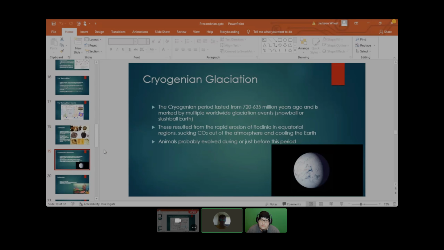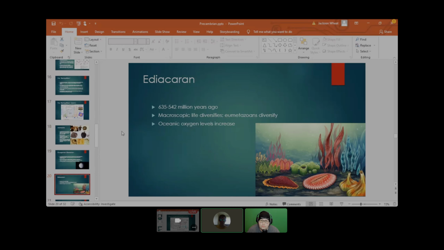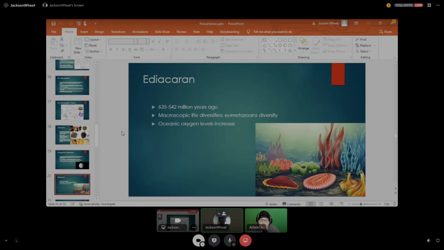But oxygen levels are now higher than they used to be, and so we do start seeing the first macroscopic organisms. You see a few very small macroscopic organisms a bit earlier, but now you start seeing communities of macroscopic organisms about 635 million years ago.